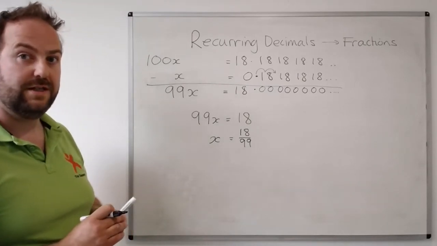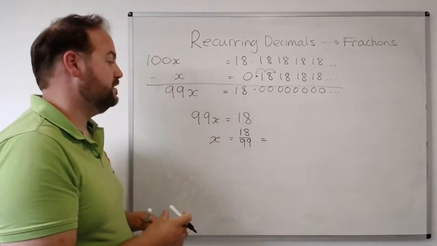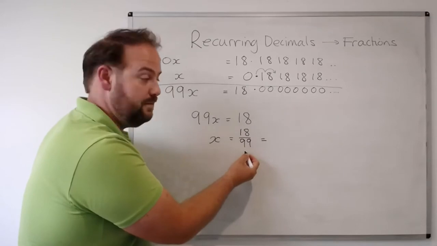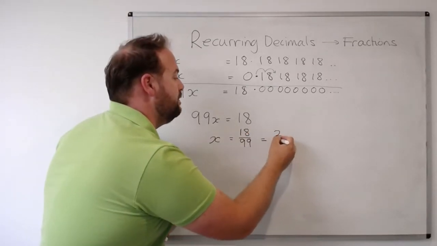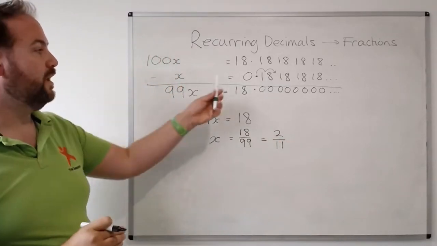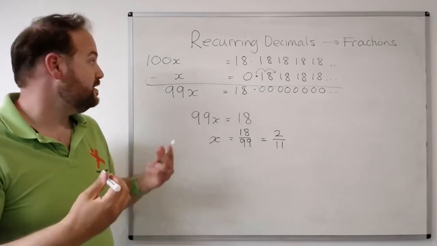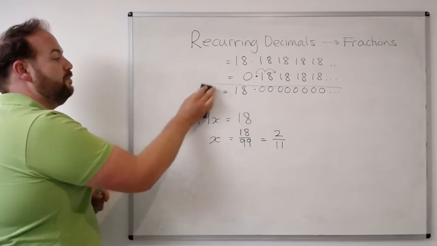Both digits are recurring. We can, as before with some of the other fractions, simplify this. Both of these numbers are on the 9 times table. So we have 2 and 11. So 0.18 recurring is the same as 2 elevenths. And this process we could do a few times again. So let me just find you another decimal and we can repeat the process.